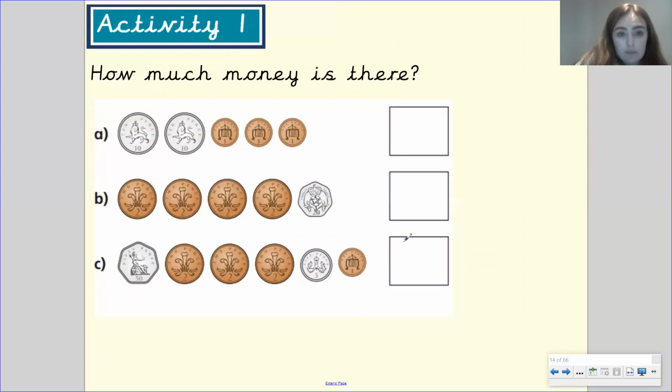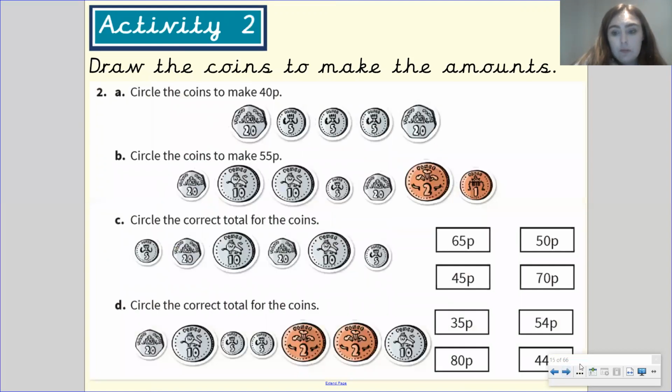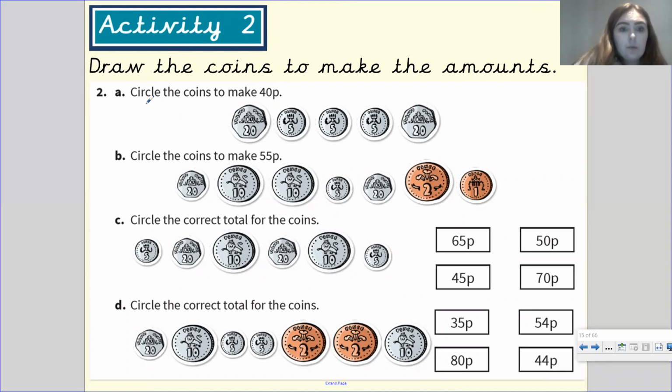So there's 2 parts to activity 1. And you've got A, B and C to answer here as well. Again, remember to use that pence. Then activity 2 is here. So you need to draw around the coins to make the amounts. So here you need to make 40 pence. So tell me which of these coins you could use to make 40 pence. Here you need to make 55 pence. So again, you need to tell me which coins from here you could use to make 55 pence.